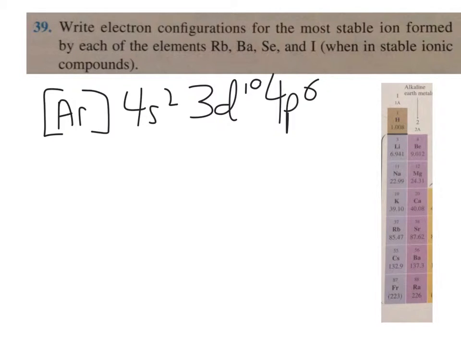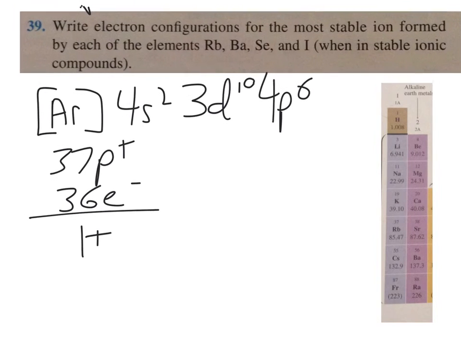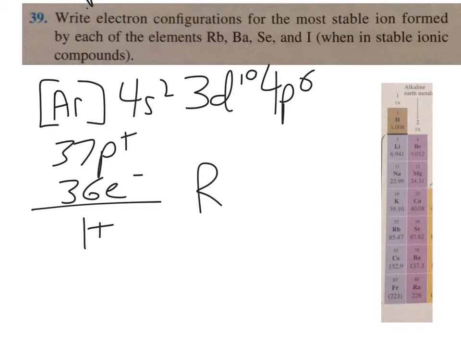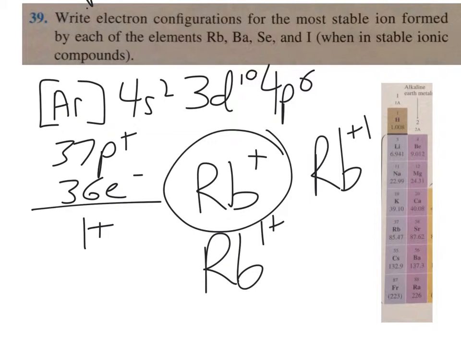It still has 37 protons, but now it has 36 electrons, and if you add those up, you get an overall charge of 1 positive. So we see rubidium will be a +1, and it can be written like that. We can write it as 1+ if you want. You may see it as +1. I tend to write it like that because it's easy. It saves me valuable milliseconds of my life by not writing the 1. You can do it however you'd like.